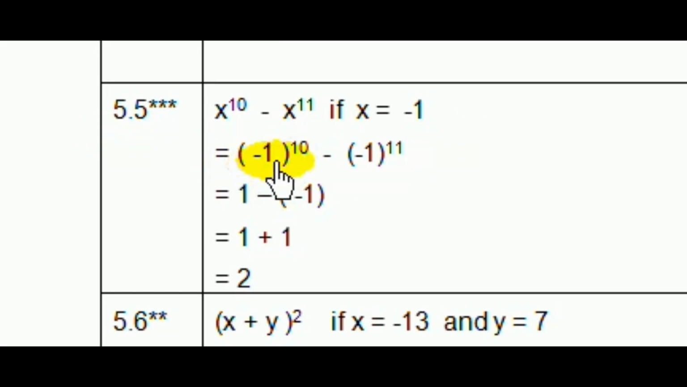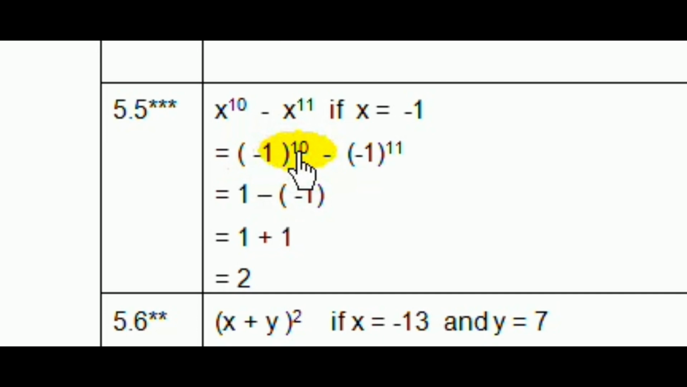So minus 1 times minus 1 times minus 1, 10 times, will give us an even number of minus 1s multiplied with each other. So each 2 of the minus 1s will give you a plus. Whether that is 10 or 20 or whatever, it is even. So 2 of those will give you a plus 1. So if it's an even number on top of the minus 1, the power of 10, your answer is plus 1 there.